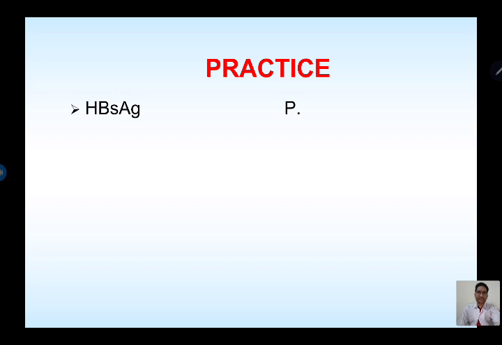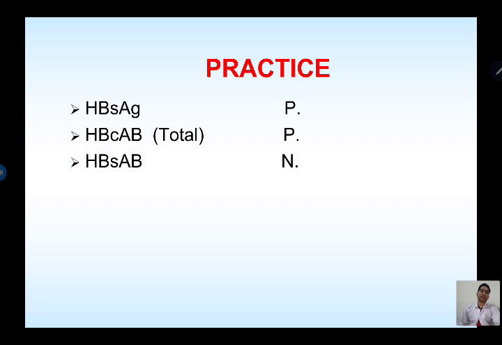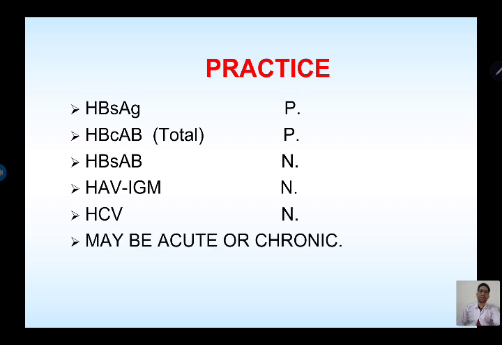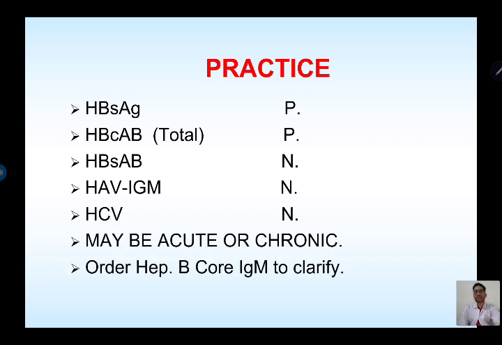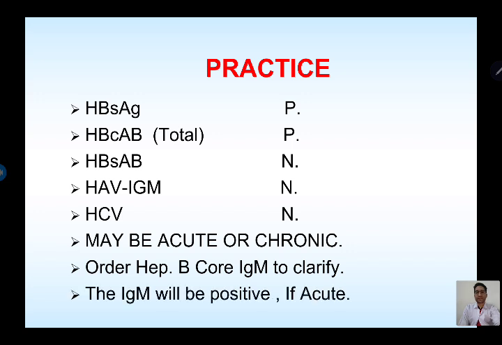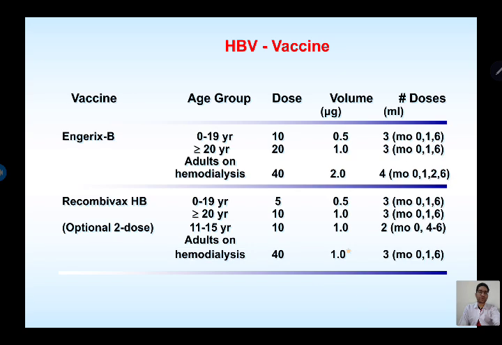The next scenario is hepatitis B surface antigen present, core antibody total present, surface antibody nil, IgM nil. It may be acute or chronic, so hepatitis B core anti-IgM is ordered for clarification. The IgM will be positive if acute. There is a vaccination, named Engerix-B, a recommended recombinant hepatitis B vaccine, with an optional 2-dose schedule.